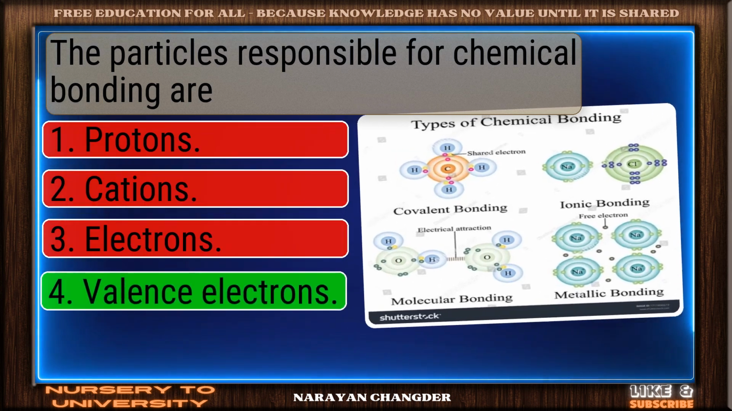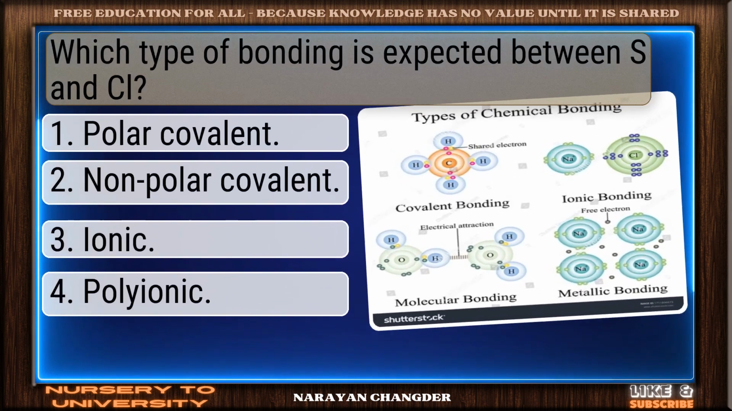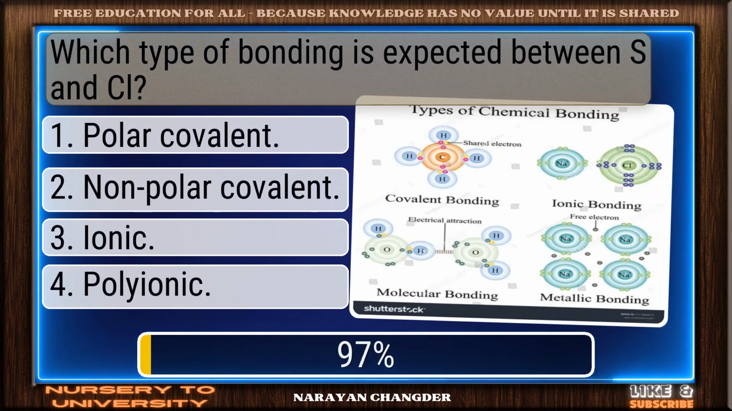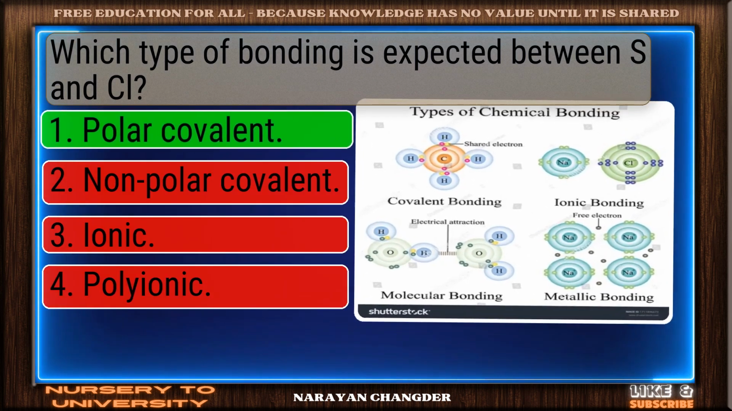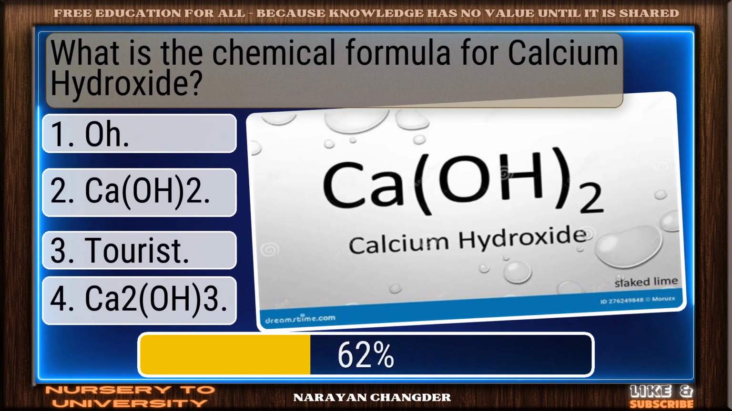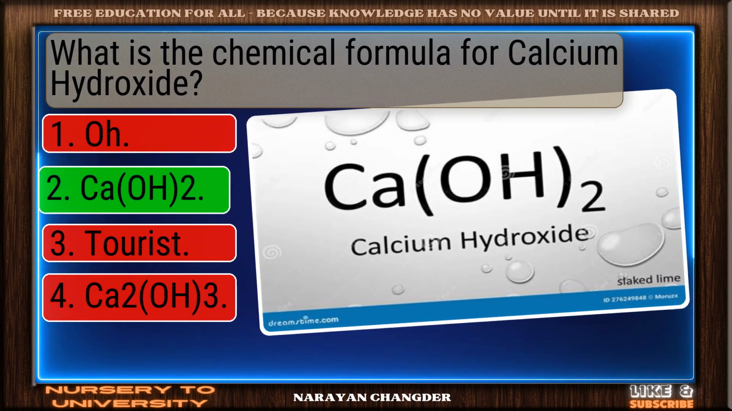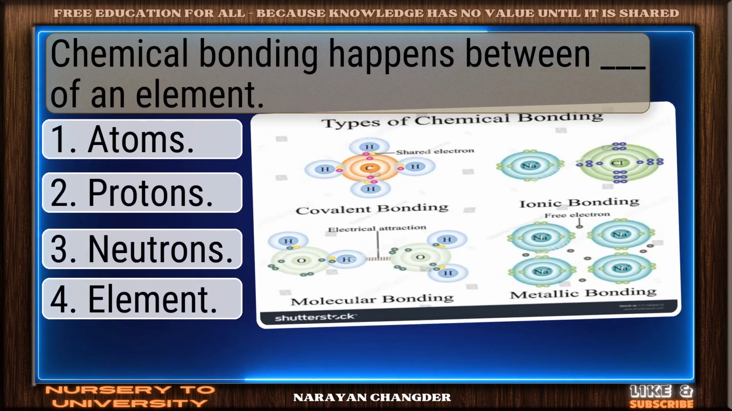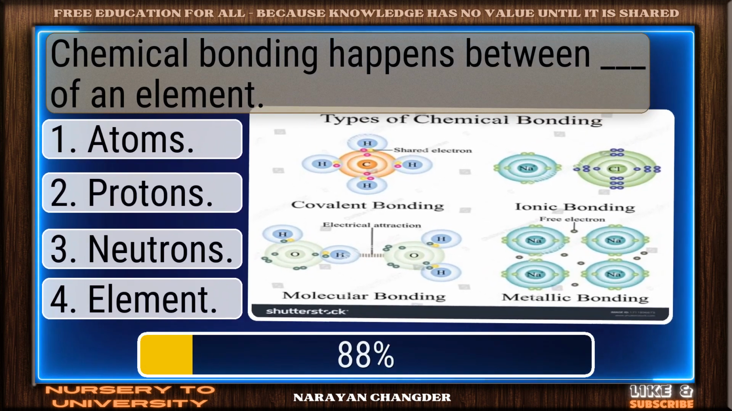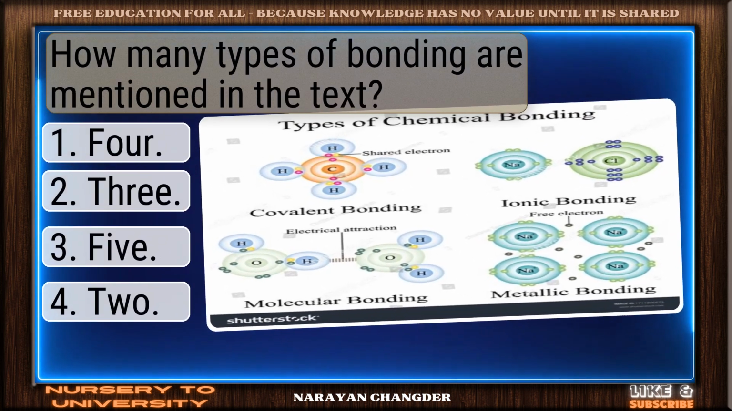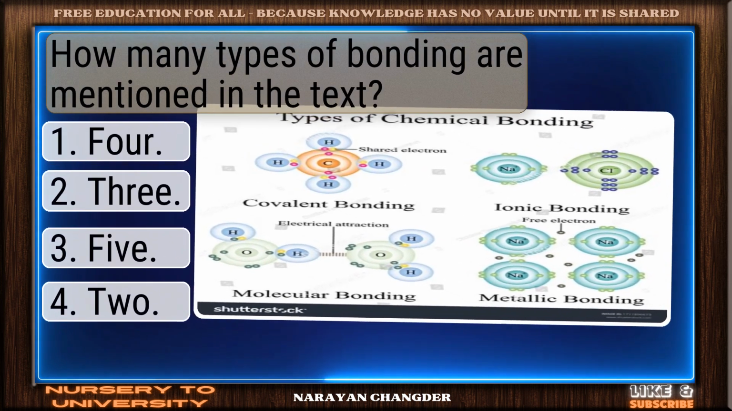Nice work, valence electrons. Which type of bonding is expected between S and Cl? Polar covalent. What is the chemical formula for calcium hydroxide? Ca(OH)2. Chemical bonding happens between dash of an element. Solid response, atoms. How many types of bonding are mentioned in the text?